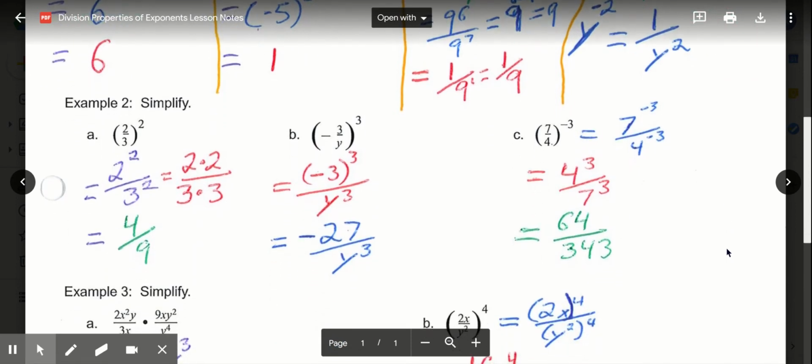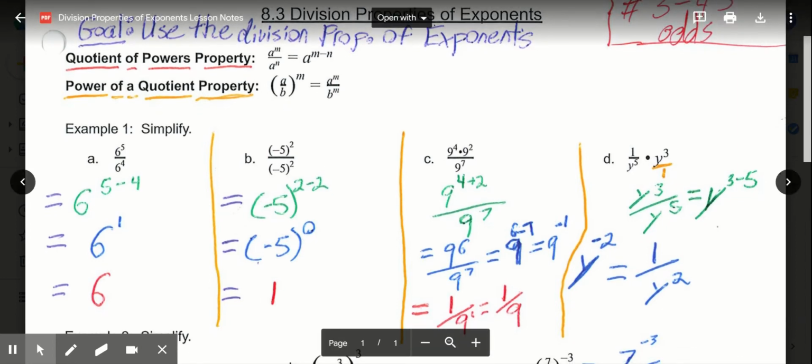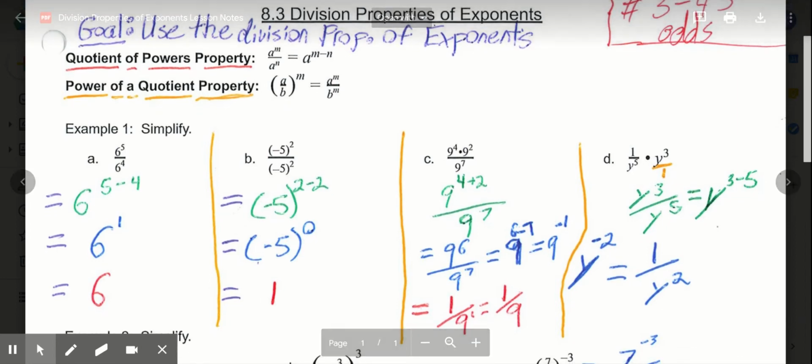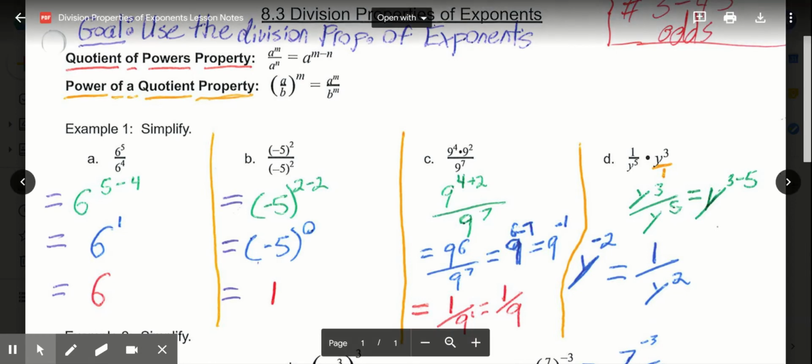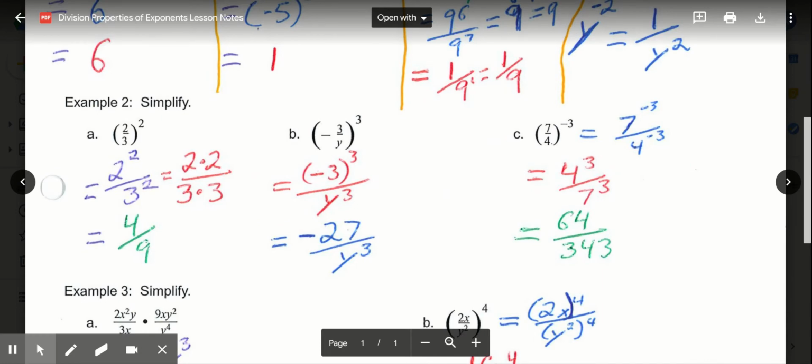Now, example 2 is just applying some of these rules. Again, this time we are mainly going to look at the power of a quotient property. So if we have a fraction going to a single exponent, we can split the top and bottom. So if we look at part A, 2/3 to the 2nd power can become 2 squared over 3 squared, or 4/9.